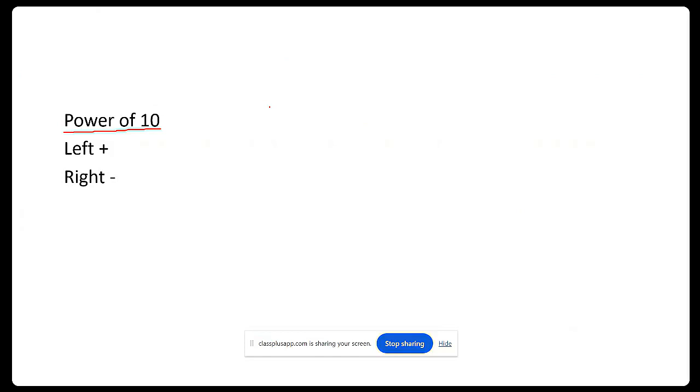Also look here, if you write down 232.145, the decimal point should be after the first non-zero digit. That means the decimal should be here: 2.32145. It has to move to after the first non-zero digit.